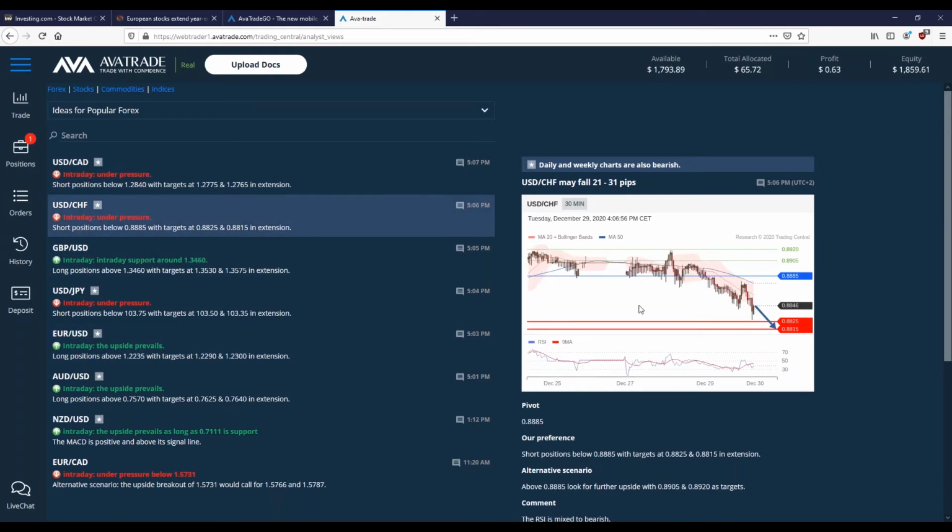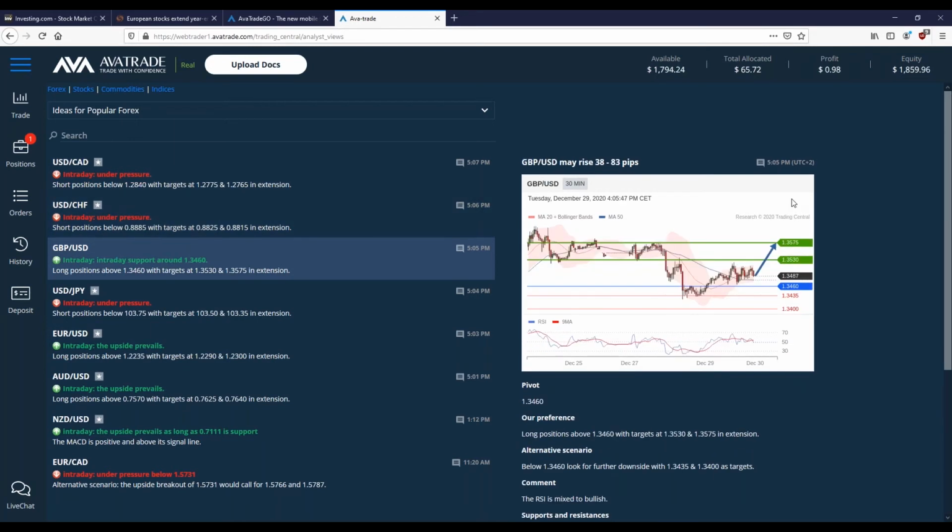USD Swiss franc down, GBP USD up. Okay, it shows you the entry prices. If it breaks through this level, it's expected to keep rising. Obviously, a buy stop pending order up here at the price level they suggest. If it breaks through, they expect it to run to the next resistance.